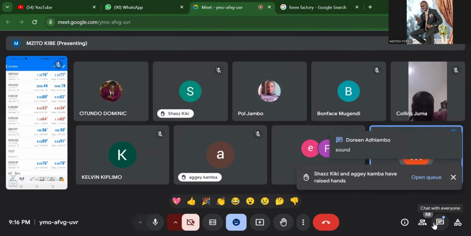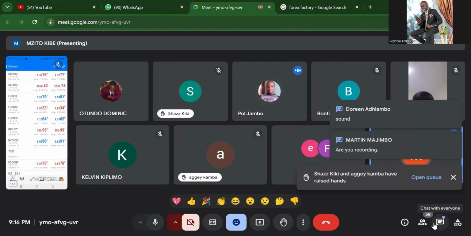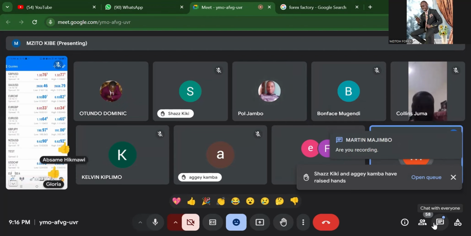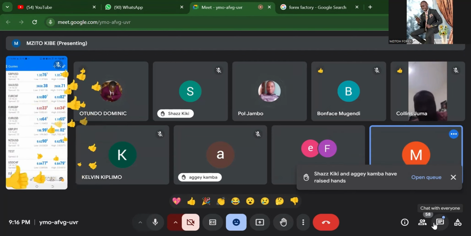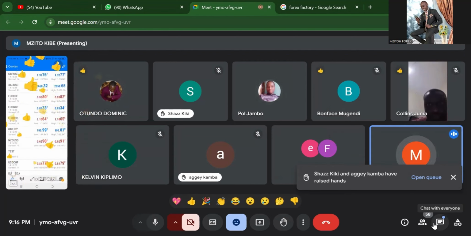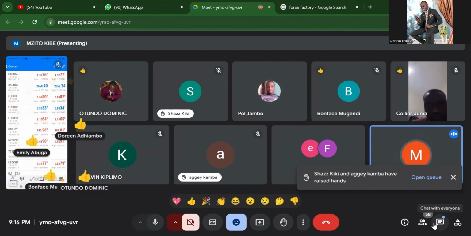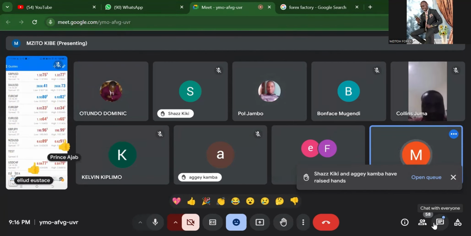Those with the phone, are you able to see the candlesticks, the currencies? How many are seeing the currencies? If you are using your phone, kindly do that. I want us to do practical today on how to place a trade, because after this, maybe tomorrow we'll start on strategy.